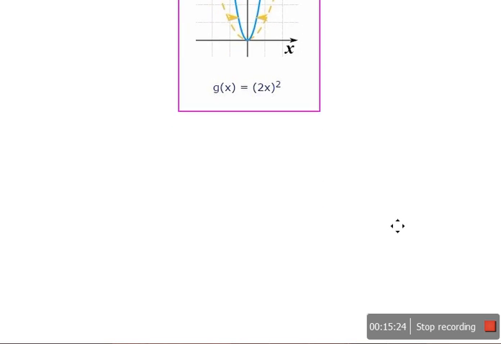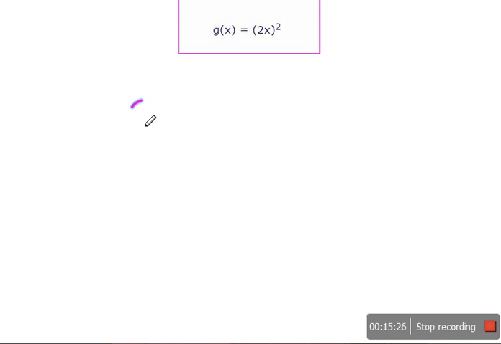Now again, if the constant is greater than 1, the graph would compress. Previously, if the constant was greater than 1, it was stretching. Remember, when we were doing it in the y direction, it was stretching. Now if the constant is greater than 1, it compresses. And if the constant is greater than 0 and less than 1, then it would stretch.